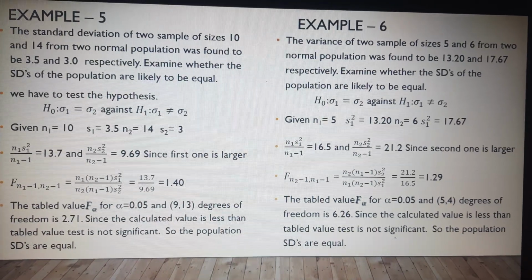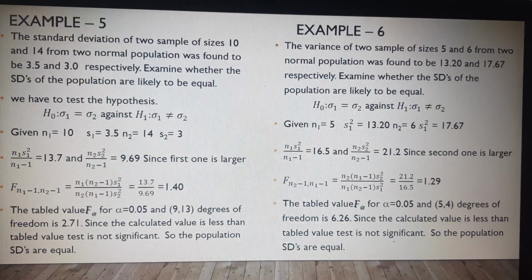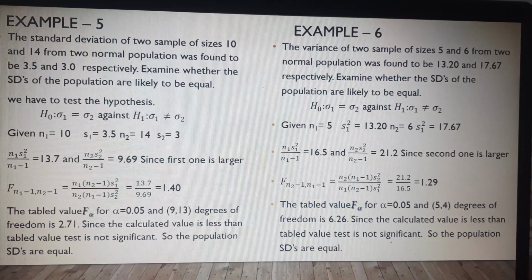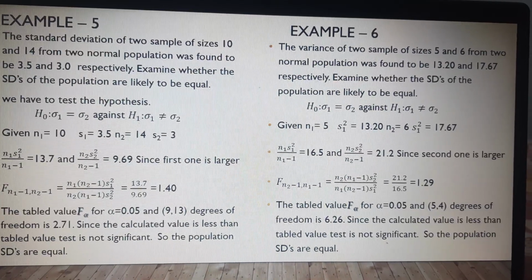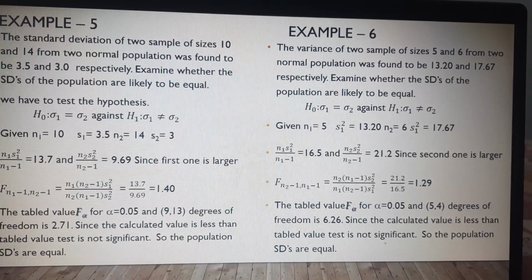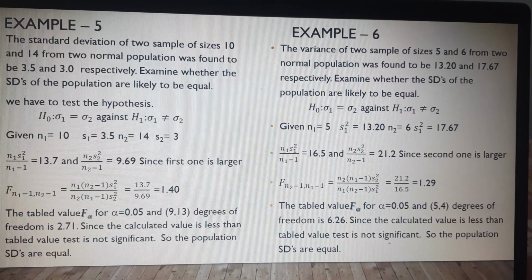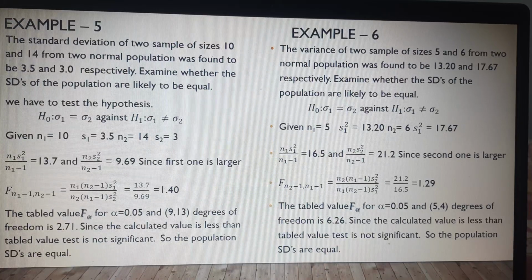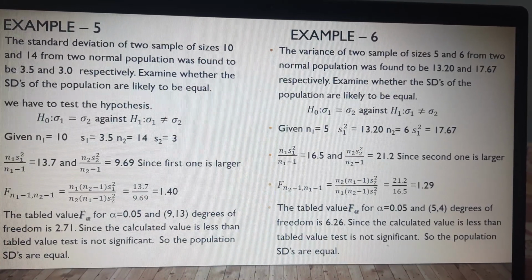Here we are given two examples. In the first example, the ratio n1 S1 squared by n1 minus 1 has the bigger value, and in the second example, n2 S2 squared by n2 minus 1 has the bigger value. And please go through the examples, how F is calculated and how the degrees of freedom is obtained.